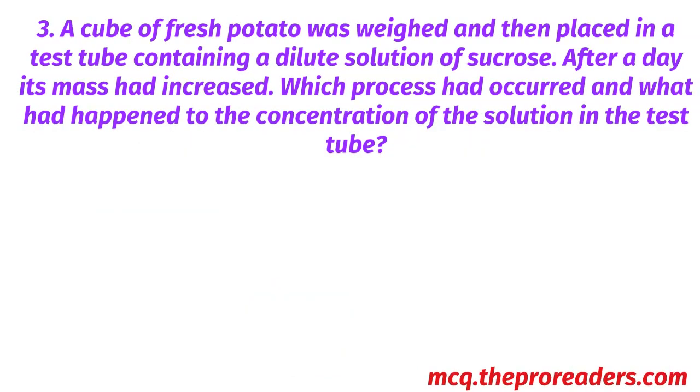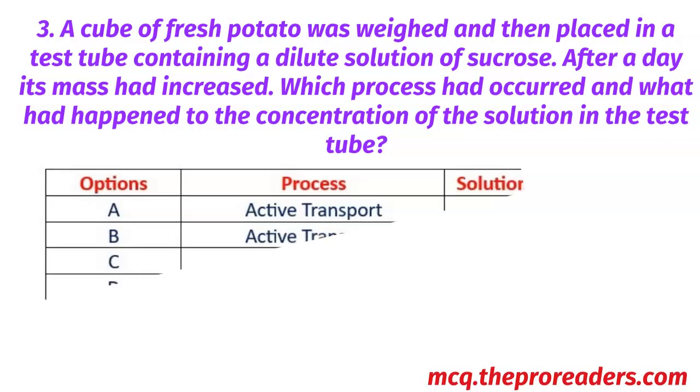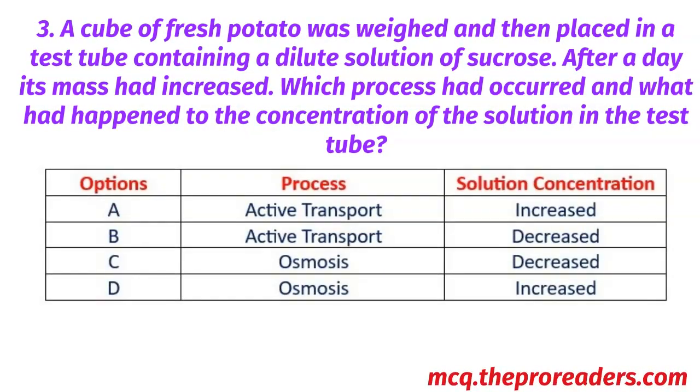A cube of fresh potato was baked and then placed in a test tube containing a dilute solution of sucrose. After a day, its mass had increased. Which process had occurred and what had happened to the concentration of the solution in the test tube? Process, solution concentration. Active transport, increased. Active transport, decreased. Osmosis, decreased. Osmosis, increased. Option D, osmosis increased is the correct answer.